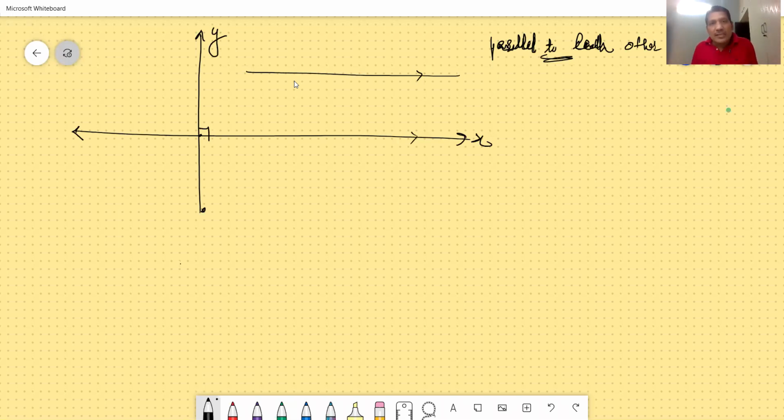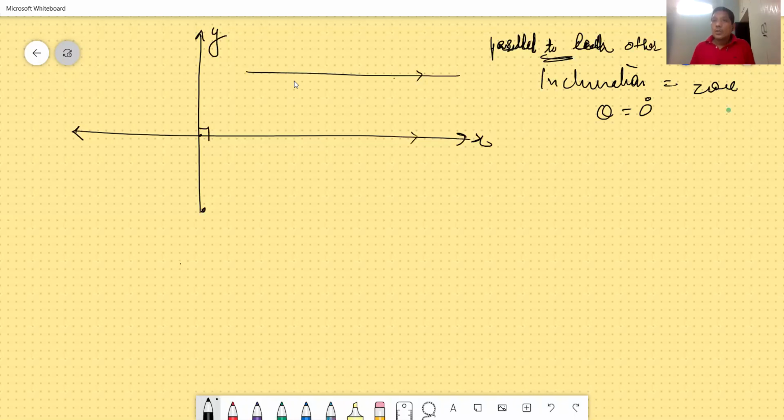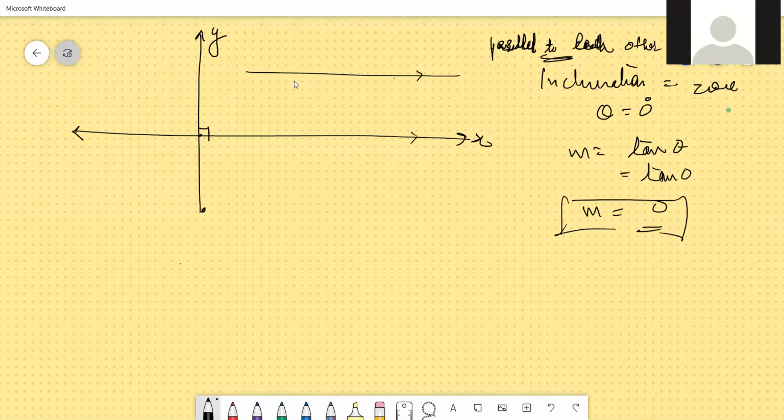तो बताइए फिर इस लाइन का और इस लाइन के बीच पे कितना एंगल होगा? 0 degree. इक्वेशन कितना हो गया? 0 डिग्री का हो गया. मतलब थीटा कितना हो गया? 0 डिग्री का हो गया. तो स्लोप कितना होता है? tan थीटा होता है. ये tan 0 हो गया. कितना आया स्लोप? 0 आ गया.